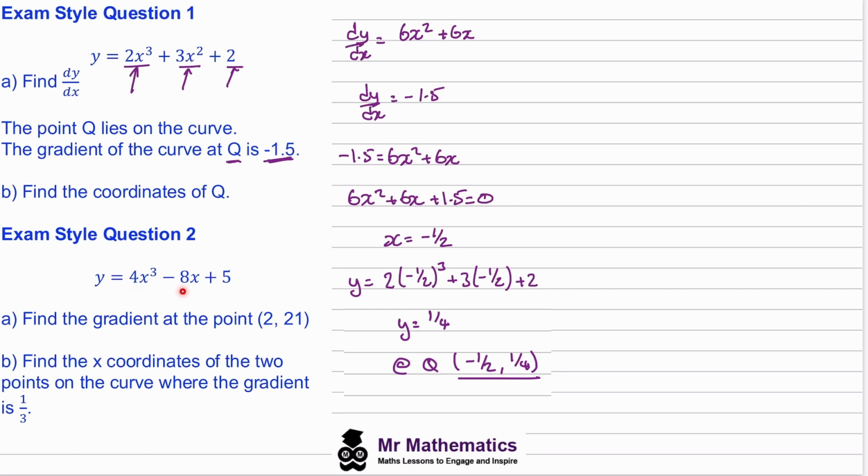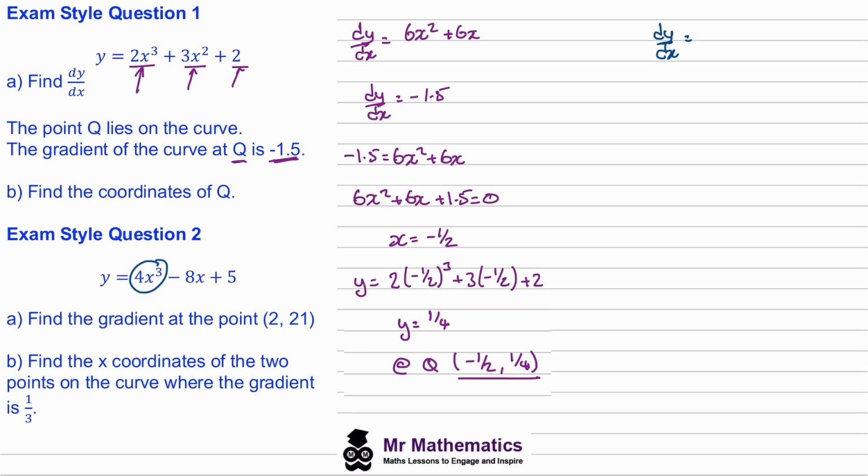Again, we'll differentiate each of these with respect to x. So we get dy by dx. This will give us 12x squared. We'll differentiate negative 8x. This will become negative 8. And this constant will just go. And we've been asked to work out the gradient at the point 2, 21. So we'll substitute x equals 2 into dy by dx. So we'll get 12 lots of 4 minus 8. This will give us a gradient of 40.